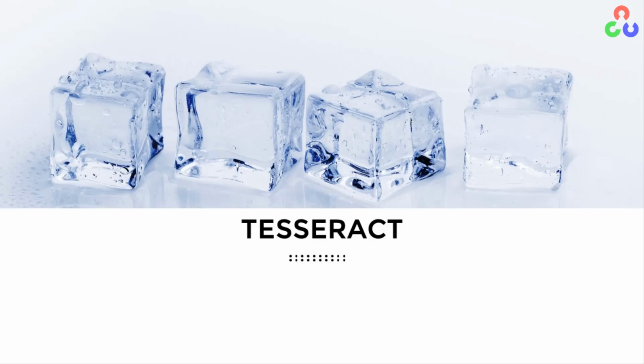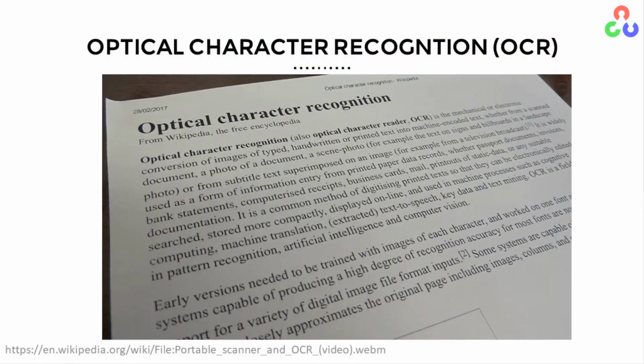In this video, we will go over the Tesseract OCR engine. Tesseract actually means a cube in 4 dimensions, and it is just a fancy name, nothing to do with optical character recognition as such. And since I cannot show you a cube in 4 dimensions, here are some ice cubes.